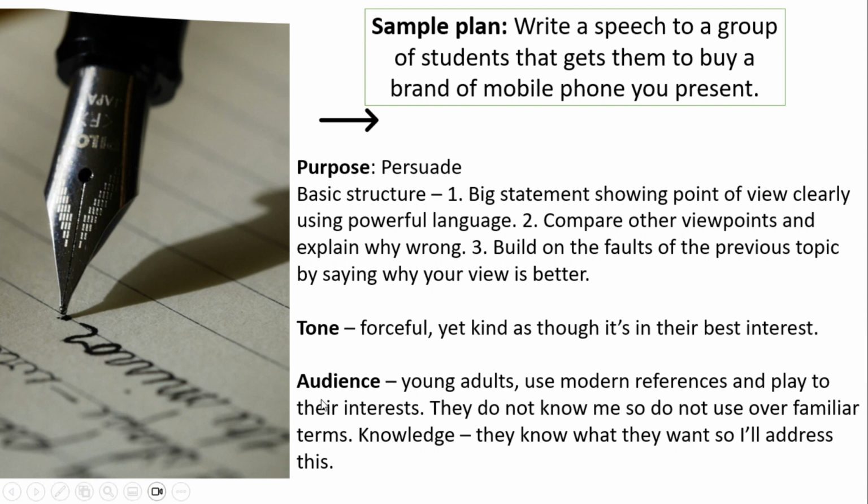Knowledge. Final thing. They know what they want. Okay, young people know what they want, so I'll address this. Maybe I might even ask some rhetorical questions and then answer them for you. You know, like what are the best features for you as a young person? Question mark, and then I'd answer it. It's a bit difficult to do that because sometimes you have to assume things, but even just by attempting that, you'll get higher marks.